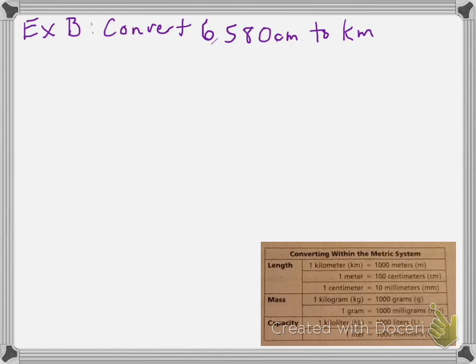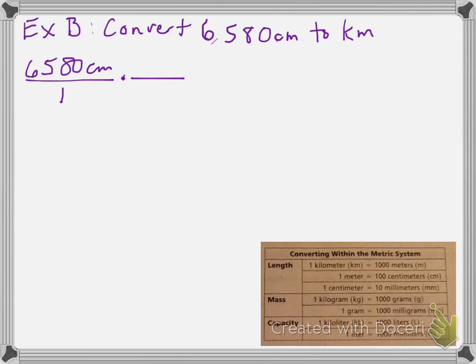So we're going to start out with our 6,580 centimeters over 1, just to make it a fraction, and I'm going to multiply it by, so the first step, I see in my chart here that centimeters, we need to go up, right?